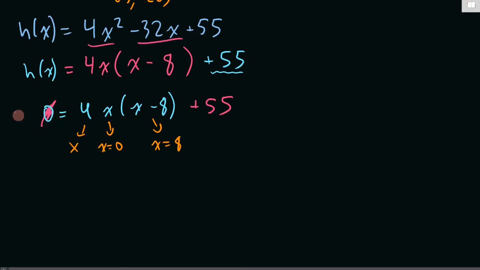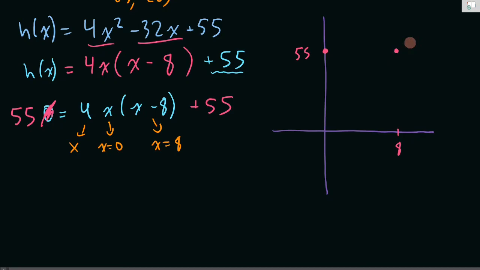which means this isn't going to equal 0. This is going to equal 55. So if x is 0, this whole thing disappears, and we're left with 55. If x is 8, then this thing is 0, so this whole thing is 0, and we're left with 55. And so we can sketch that. What this says is that if x is 0, then y is 55. And if x is 8, then our function is 55. So 8 comma 55 and 55 on the y-axis, 0 comma 55, are 2 points in our parabola.